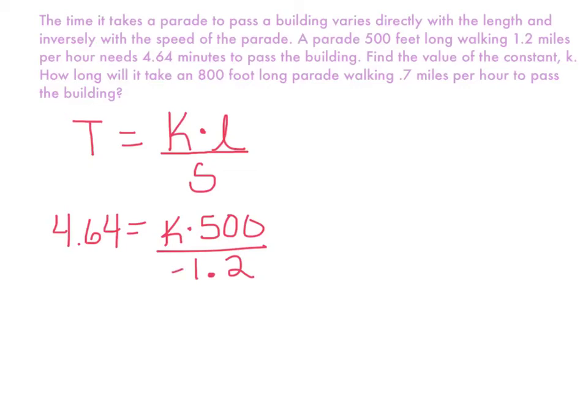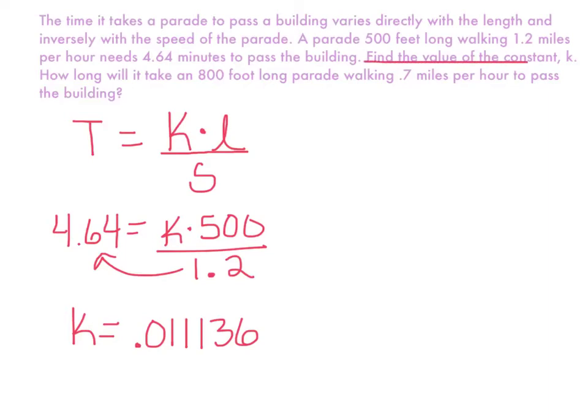So we're going to multiply 4.64 by 1.2 and then divide that answer by 500 to get a constant of 0.011136. And I didn't cut off any of the decimals here. I didn't round, because if I round in the middle of a problem, it is going to ruin the answer. So you keep all of it. And then we're going to use this model. We didn't have to write the model, it just said find the value of the constant. So there's part 1.